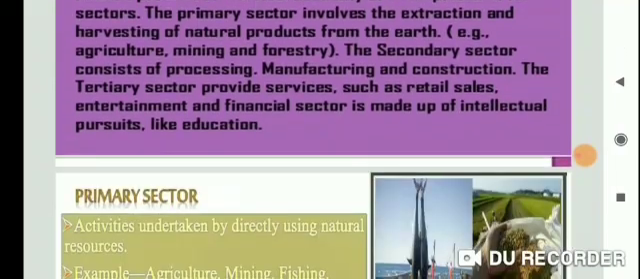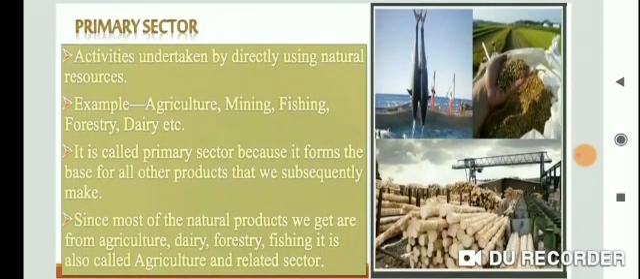Now see, students, this is the primary sector. Primary activities are directly dependent on the environment, as these refer to the utilization of earth resources such as land, water, vegetation, building material and minerals. It does include pastoral activities. In this picture you can see fishing, forestry, agriculture, mining and quarrying. That is called the primary sector because it forms the base for all other products that are made subsequently.